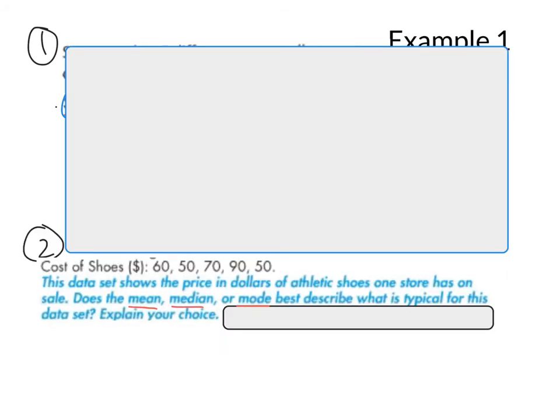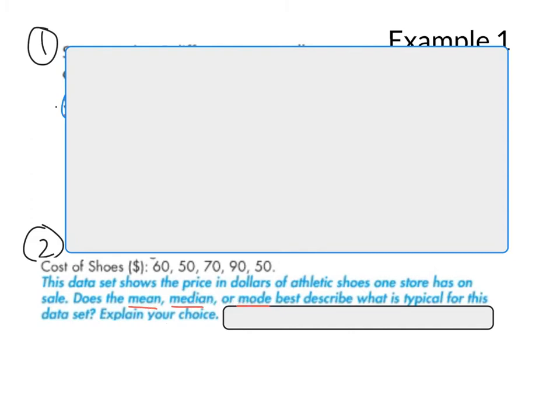All right, for example 2, we're writing down these costs right here. Pretend that you went to a store and there's shoes at different prices. This data shows price in dollars of athletic shoes one store has on sale. Does the mean, median, or mode best describe what's typical for this data set? So first we need to find the mean, median, and mode.